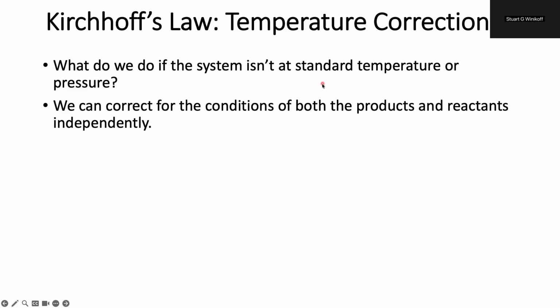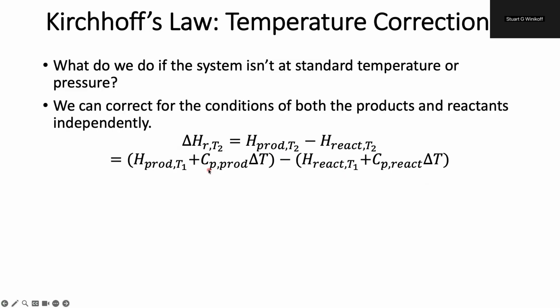And the way we can really do this is we can just say we're still doing products minus reactants, but I'm going to correct for the temperature of the product and the temperature of the reactant. So let's say I'm trying to determine the enthalpy of reaction at some new non-standard temperature. Well, I can do this by saying, hey, what's the enthalpy at this new temperature for the products, and what's the enthalpy of the reactants at this new temperature? Well, if I know the standard state enthalpy, I can say, well, I know how to correct for the enthalpy of a species with temperature. It's just the heat capacity times that difference in temperature. And I can do this for the products, and I can do this for the reactants.